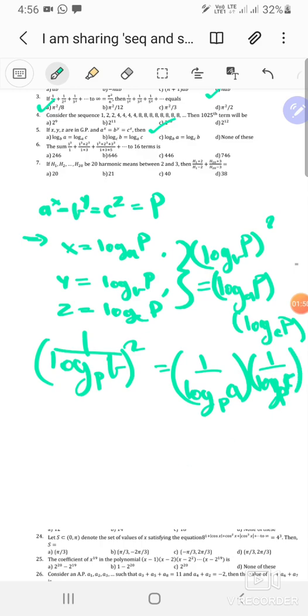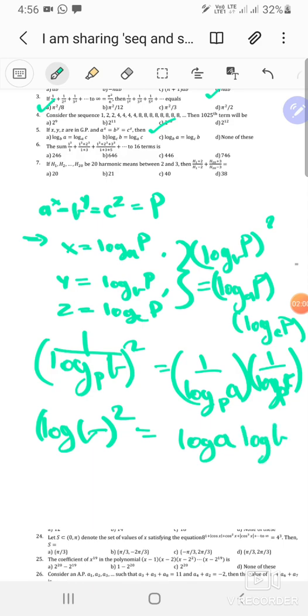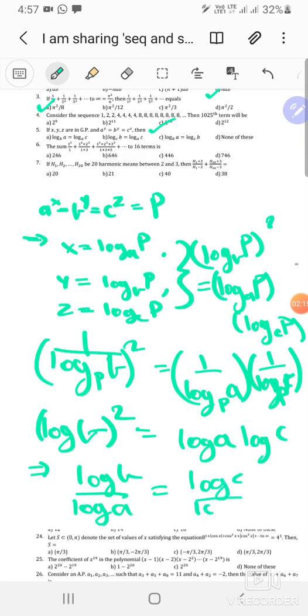Okay, cool. Now let's take the reciprocal. That gives me, just call it log, log of b squared is equal to log of a times log of c. So from that we can write log of b upon log of a is equal to log of c upon log of b.